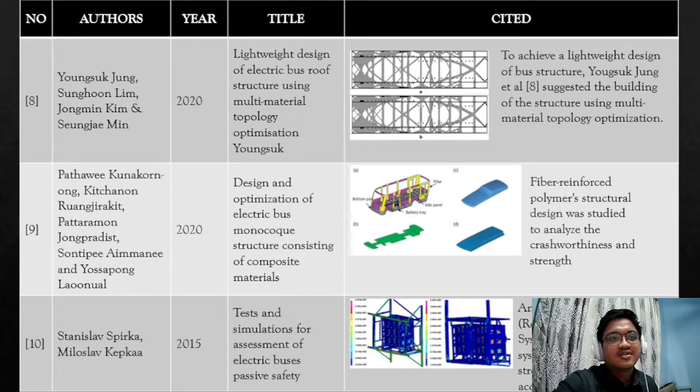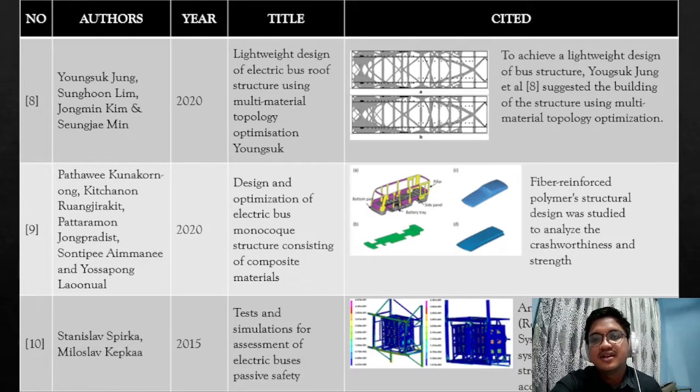A fiber reinforced polymer structural design was studied to analyze crashworthiness and strength, which is cited in article number 9. The study shows that the variation of core and face thickness has a significant effect when changing the design parameters. Reinforcement is also required on the battery storage system, which is crucial to avoid an accident if the battery gets breached on collision.